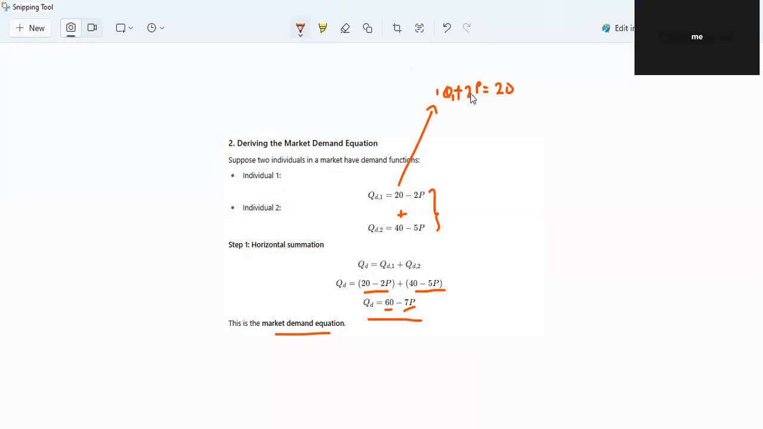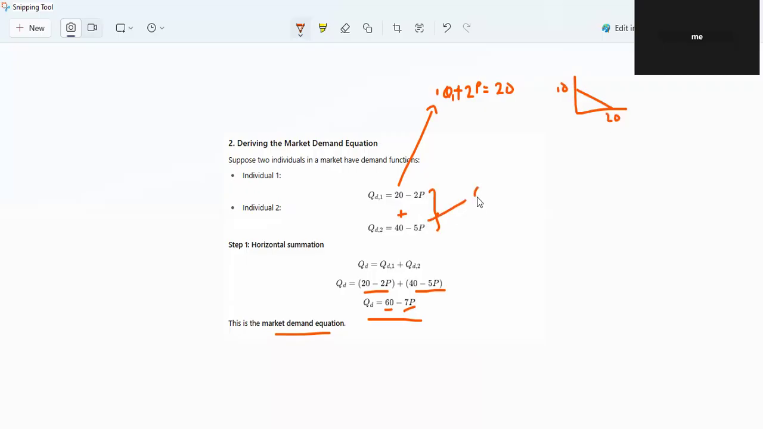So what number is here? 2 into 20 is 10. So here we're cutting at 10. 1 into 20 is 20. So this is for firm 1 or individual 1.